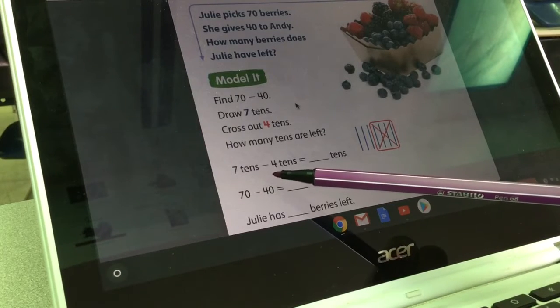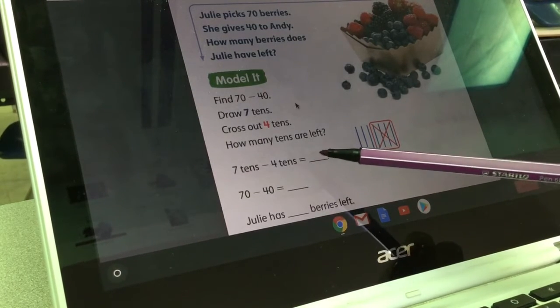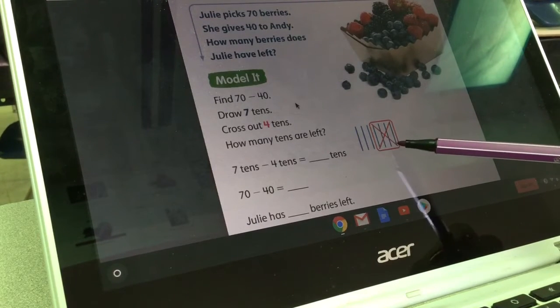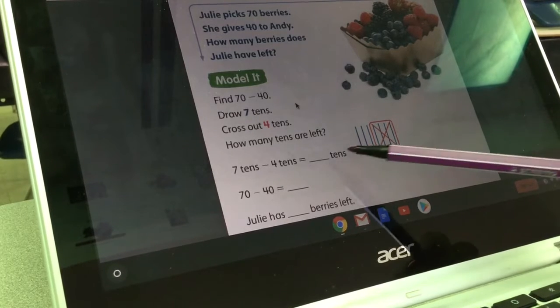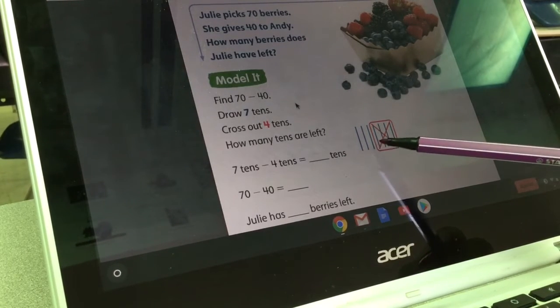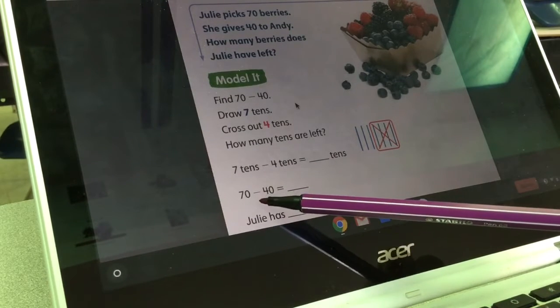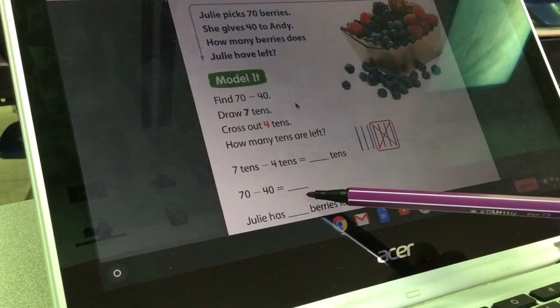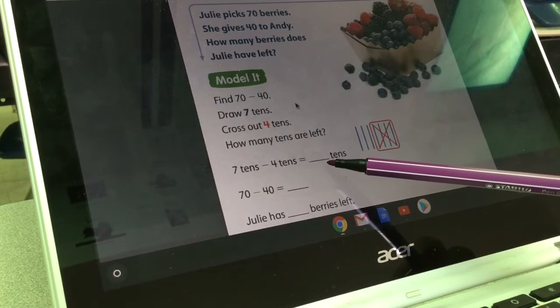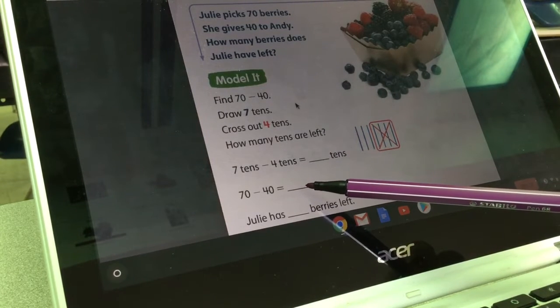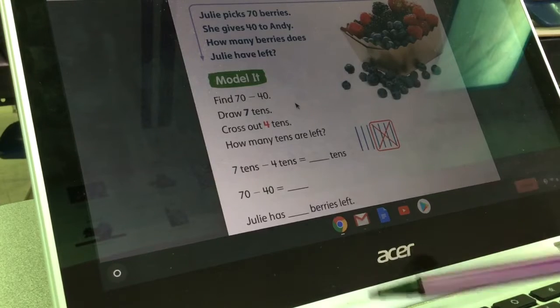So our problem says 7 tens minus 4 tens equals blank tens. We have 7 tens, the blue lines. We subtracted or crossed out 4 tens because she gave those to Andy. How many tens are left? 1, 2, 3. 3 tens are left. Our problem is 70 minus 40 equals blank. What number is the same as 3 tens, friends? 30. So 30 goes on this line. 70 minus 40 equals 30.